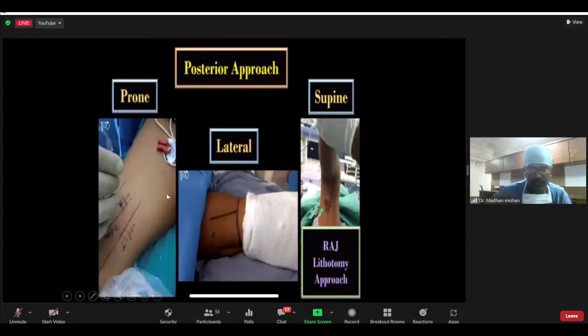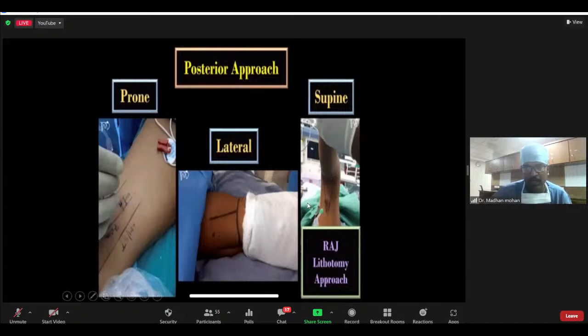So the posterior approach can be done in either prone position, lateral position, or supine position. You can see the landmarks. This is the biceps femoris, and the semitendinosus and the semimembranosus muscle, and the needle entry point is 7 to 9 centimeters from the popliteal crease. And this is a Raj approach, or a supine or lithotomy approach.